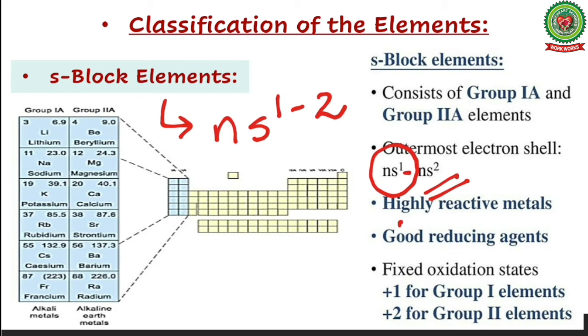They are highly reactive metals. They are good reducing agents because they can lose the electrons easily. The fixed oxidation state is +1 for group number 1 and +2 for group number 2.